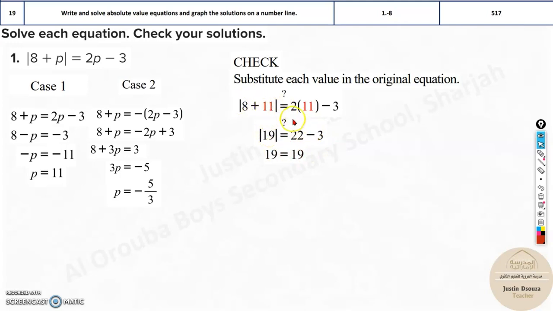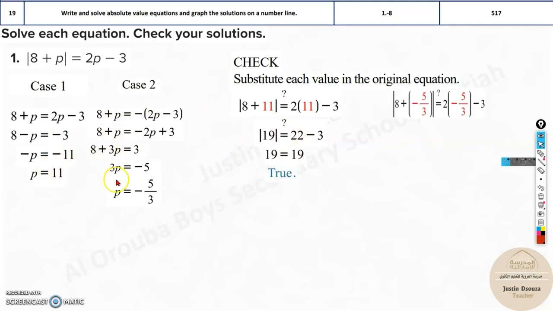I said 20, sorry. I was just thinking different numbers altogether in my mind. So 8 plus 11 is 19, and 2 times 11 is 22, minus 3 will be 19. Both the sides are equal. Yes, this is a correct answer.